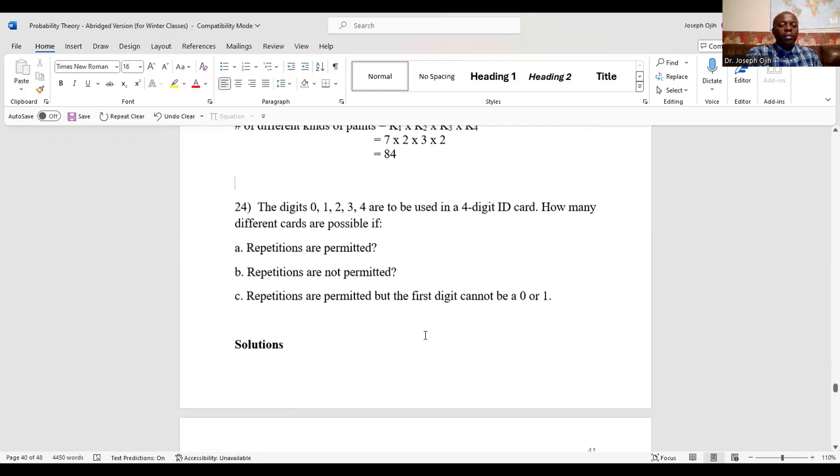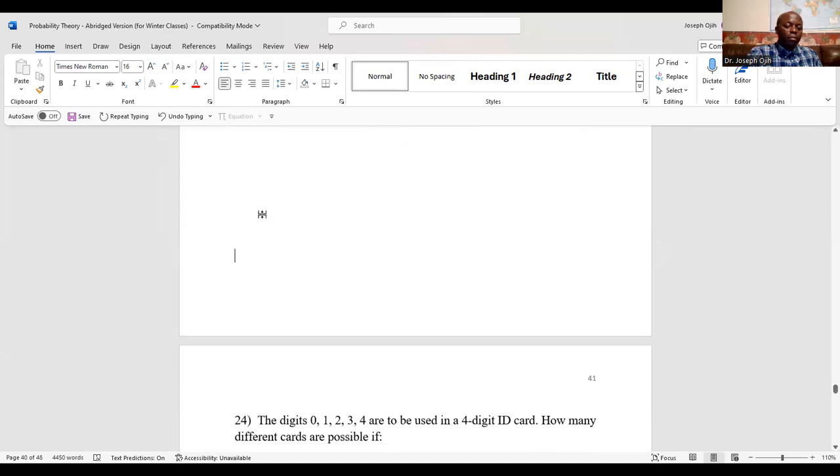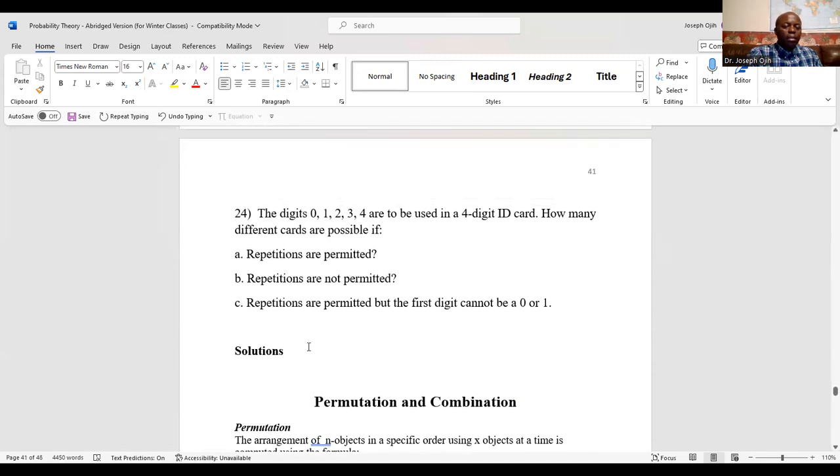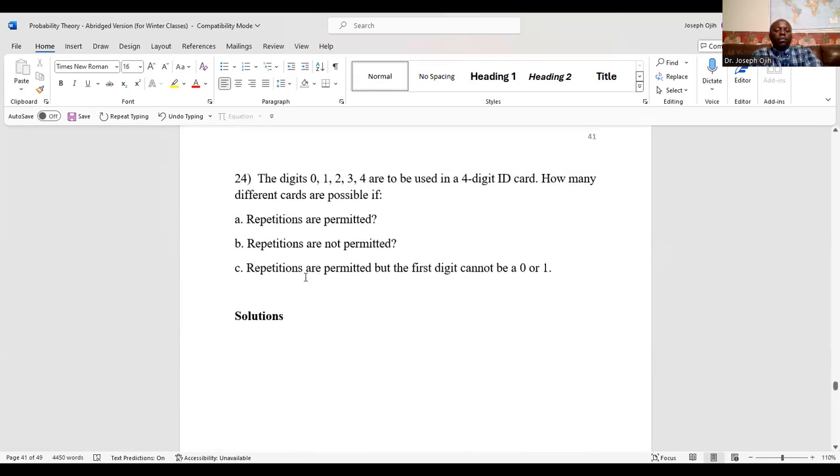Yep. Now look at a tricky one, and I'm going to move it down so we can have enough room for it. A tricky one says the digits 0, 1, 2, 3, and 4 are to be used in a 4-digit ID card. How many different cards are possible if A, repetitions are permitted, B, repetitions are not permitted, C, repetitions are permitted, but the first digit cannot be 0 or 1.